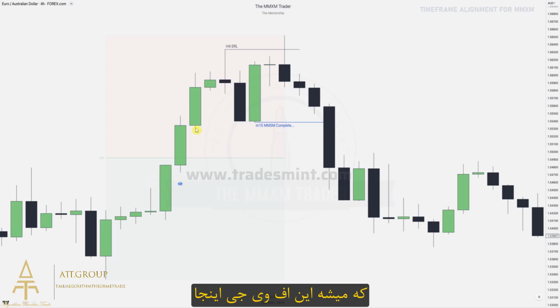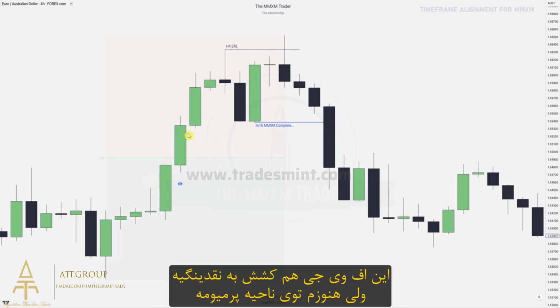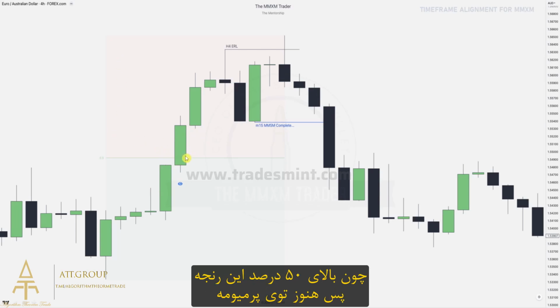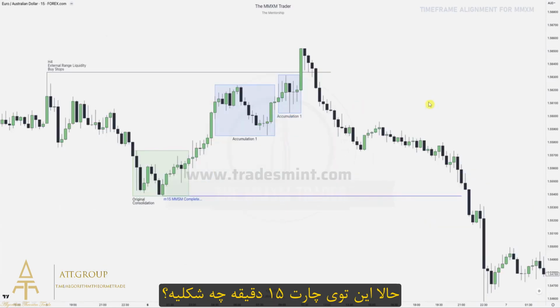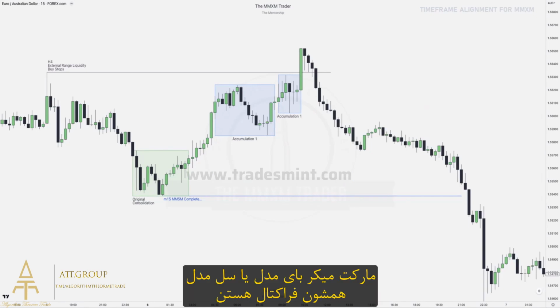gap, right? This fair value gap is also a draw on liquidity, but it's still in premium, right? Because this is above the 50% level, this is still premium. So we can dive a little bit deeper down inside this discount level. And how does that look on the 15-minute, right? Market maker buy models, market maker sell models.